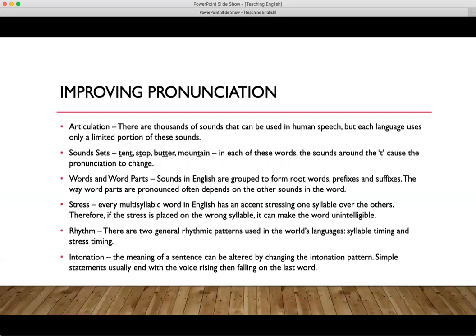Improving pronunciation. Almost everyone who learns a language after childhood speaks that new language with a foreign accent. Sometimes this accent is slight and does not block communication. In other cases, the accent is so strong it's difficult to understand the intended meaning of the sentence.